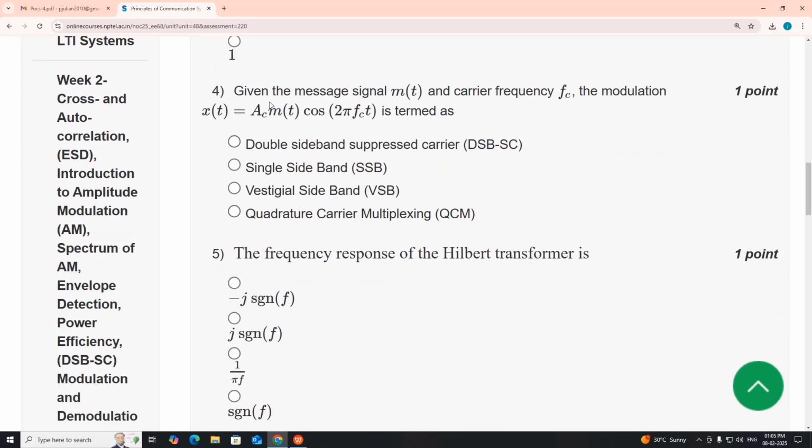Fourth question, given the message signal m of t and the carrier frequency Fc, the modulation they have given is, of course, the well-known double sideband suppressed carrier. This equation is a double sideband suppressed carrier equation.